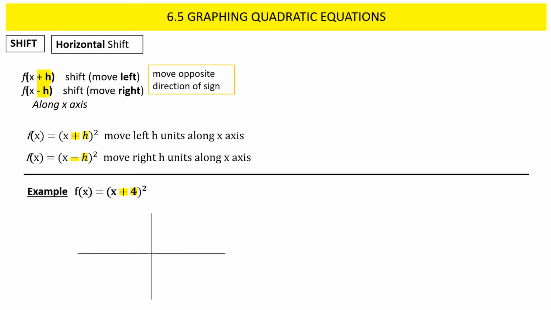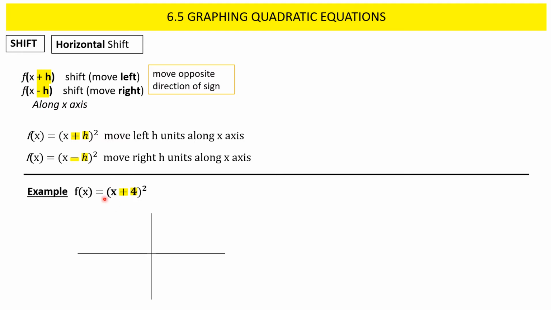The equation you're going to be given is f of x equals x plus 4, the whole thing squared. Now, notice it's not just x squared, but all of this is being squared. Now, how do I know the difference between this horizontal shift along the x-axis and a vertical shift along the y-axis? Memory by association.